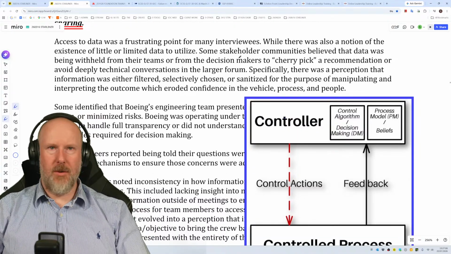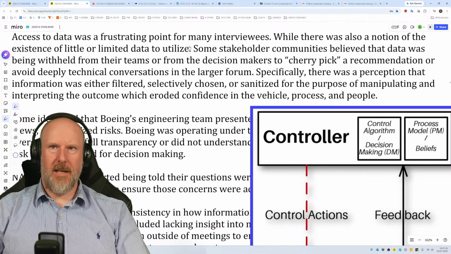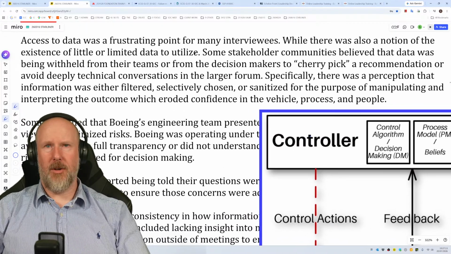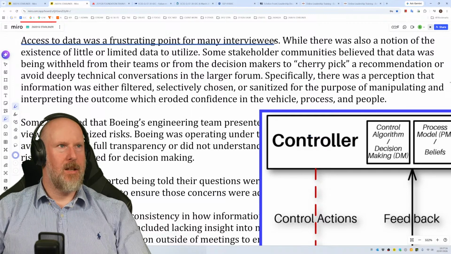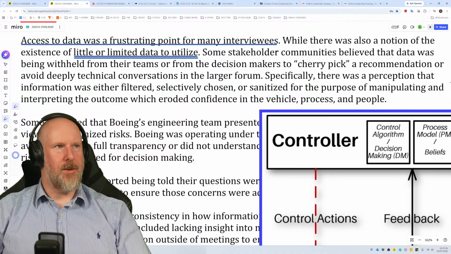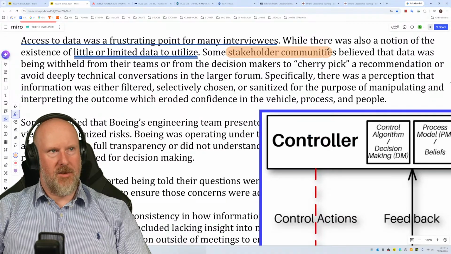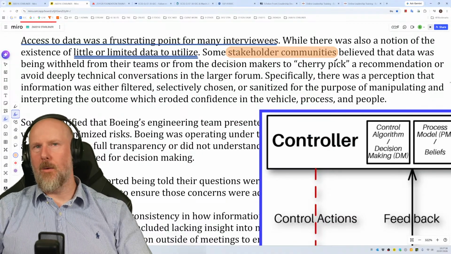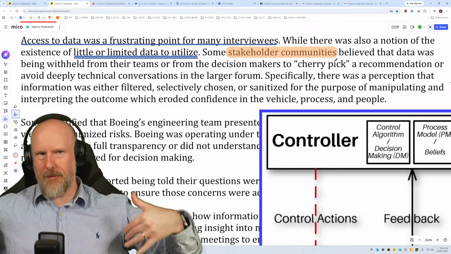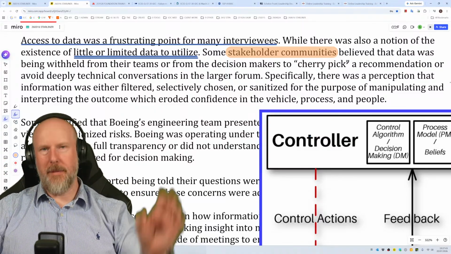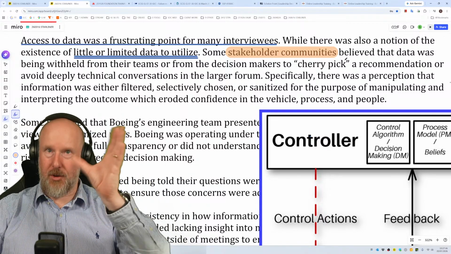Access to data was a frustrating point for many interviewees, while there was also a notion of the existence of little or limited data to utilize. That's interesting. So there's not much information and it's difficult to get to. Some stakeholder communities believed, so this is an interesting term, who are we talking about when we say stakeholder communities? Who's involved in that? If we're doing the control structure, who or what are we talking about?